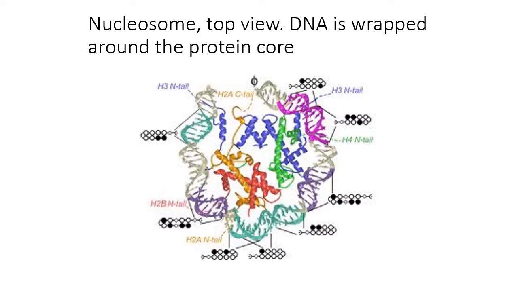Okay, shown here is a detailed view of a nucleosome viewed from the top. You can see that the DNA is wrapped around the protein core. But importantly, the proteins have extensions, the N-terminal tails, which protrude out from the nucleosome and are available for action by various modifying enzymes such as acetyltransferases and methylases, etc., as we will see. So they are exposed to the environment.